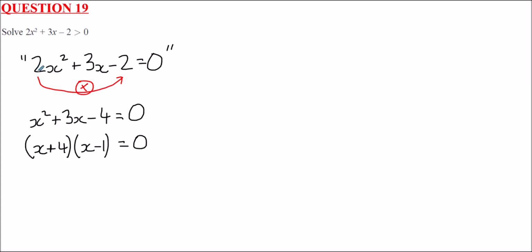That 2, though, we made disappear, and we just timesed it by the minus 2. This 2 needs to come back. The trick here is now we divide both numbers in these brackets by this 2. If we can divide the number by 2, we just do it. 4, can we divide it by 2? We can. So x plus 4 over 2, we just write as x plus 2.